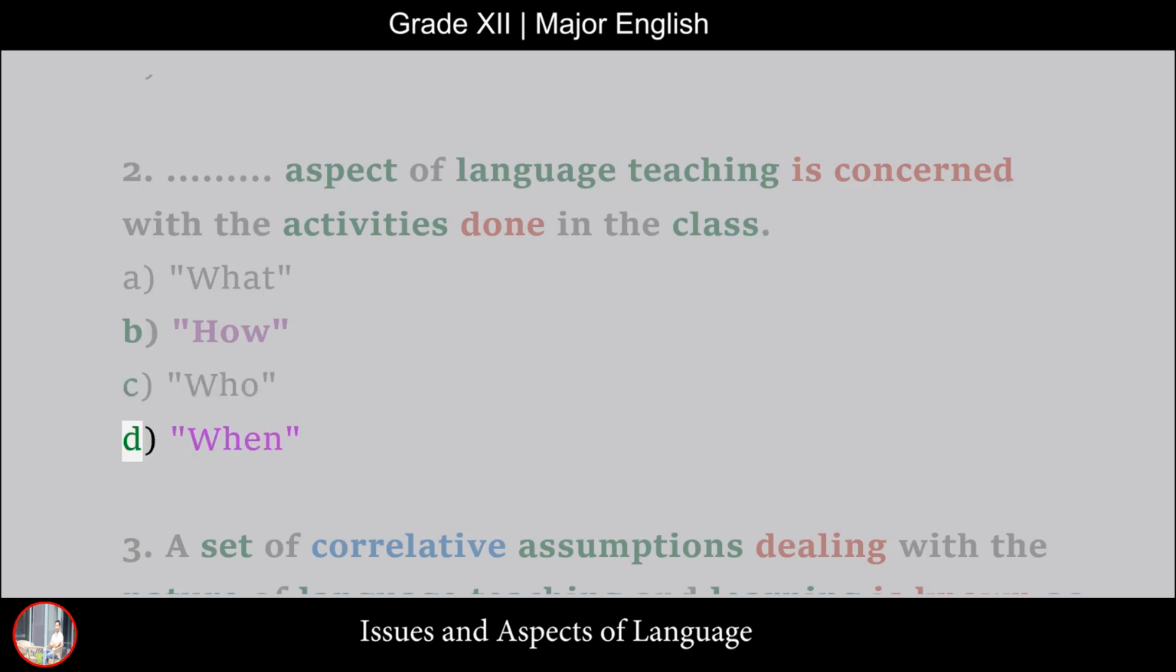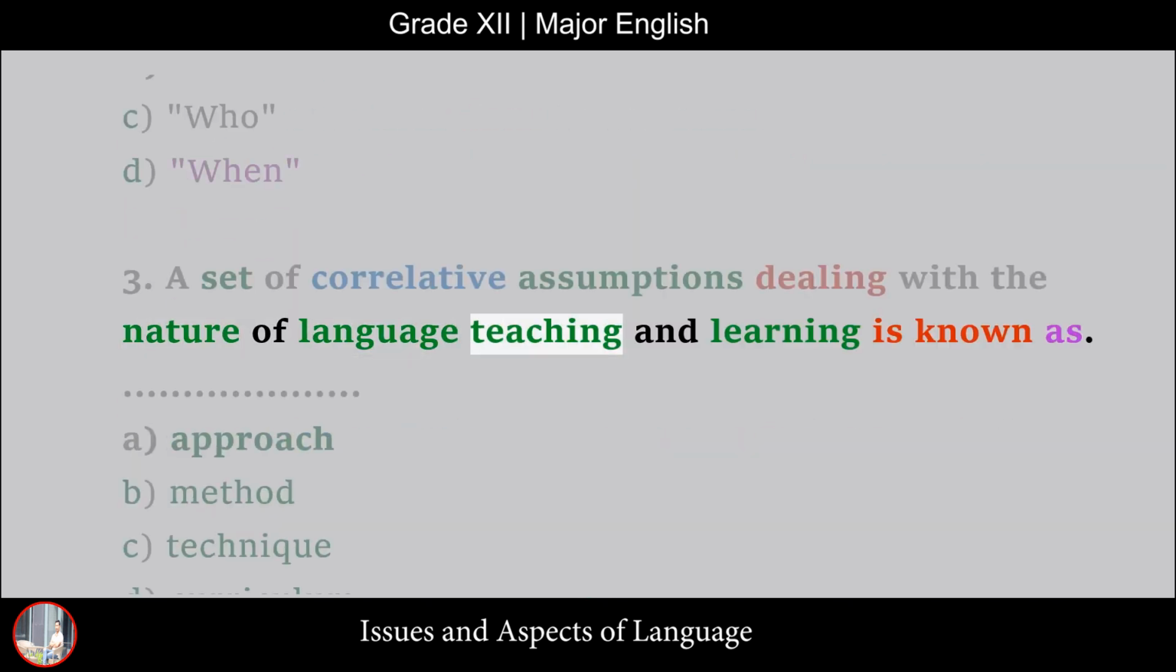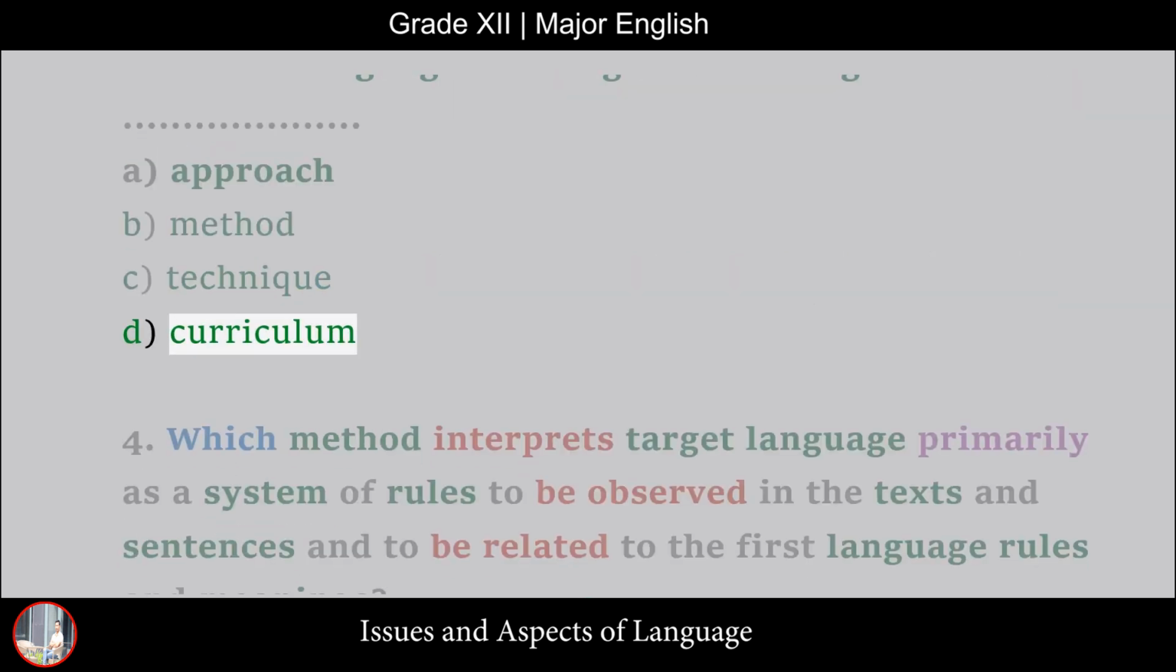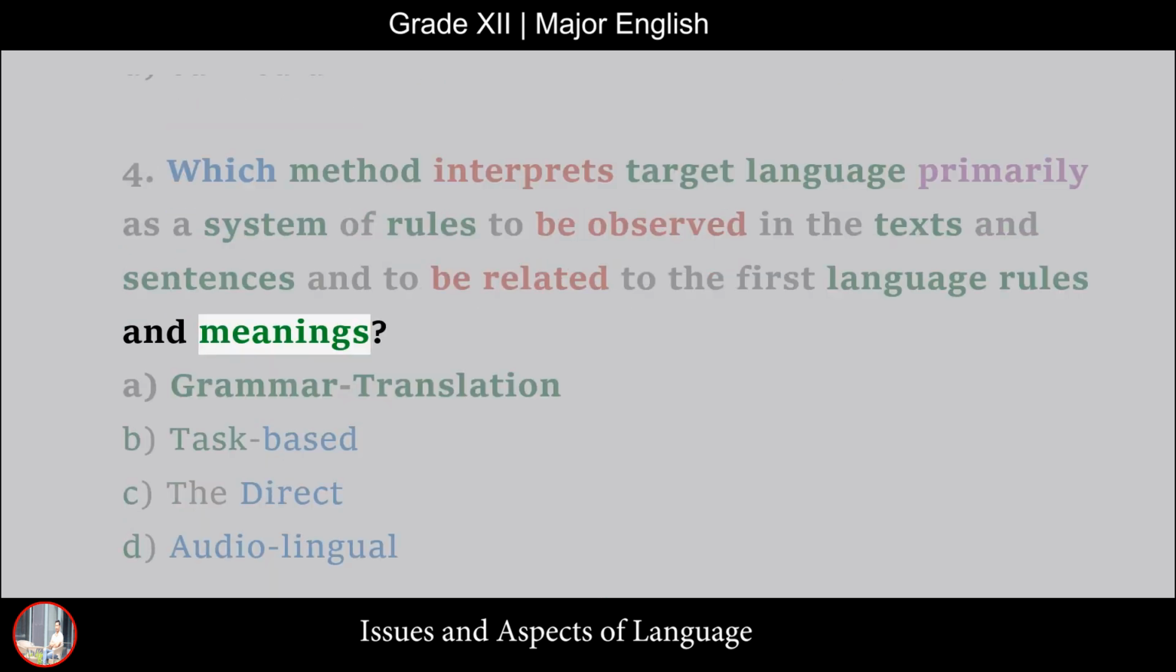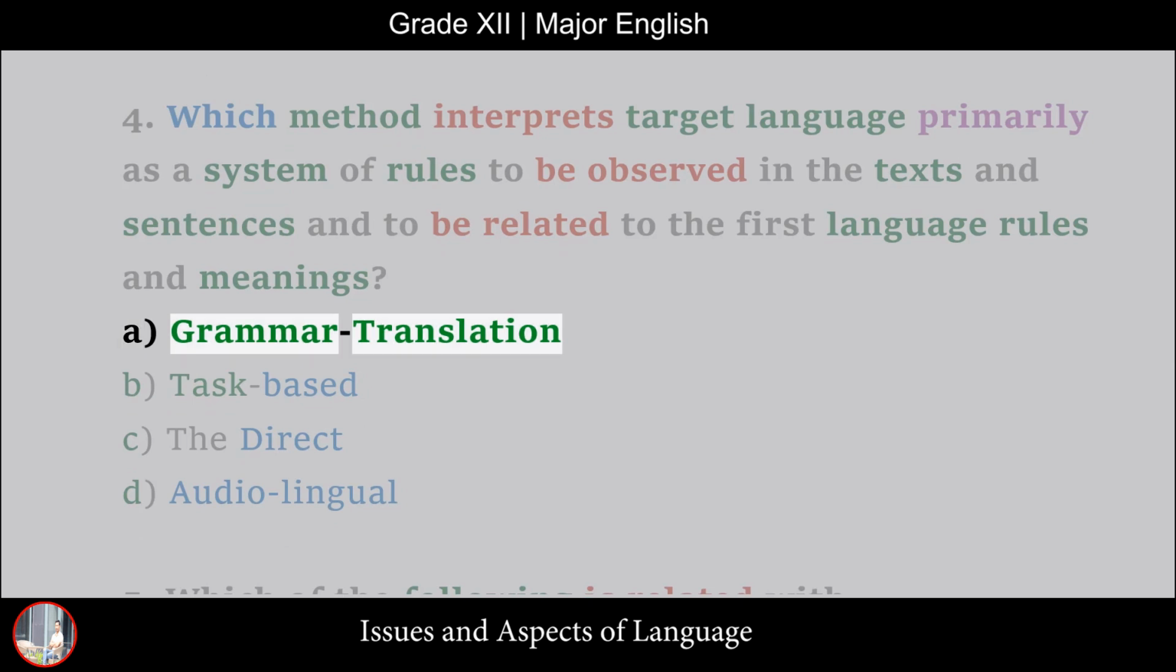3. A set of correlative assumptions dealing with the nature of language teaching and learning is known as A. Approach. B. Method. C. Technique. D. Curriculum. 4. Which method interprets target language primarily as a system of rules to be observed in the texts and sentences and to be related to the first language rules and meanings? A. Grammar translation. B. Task-based. C. The direct. D. Audiolingual.